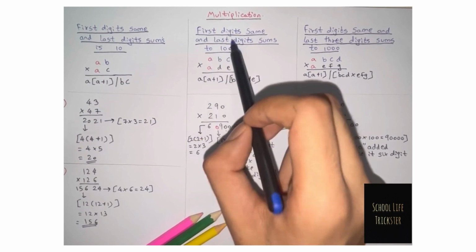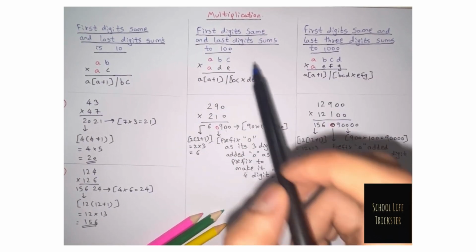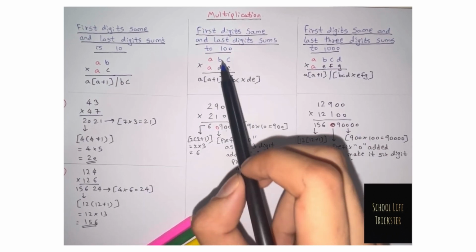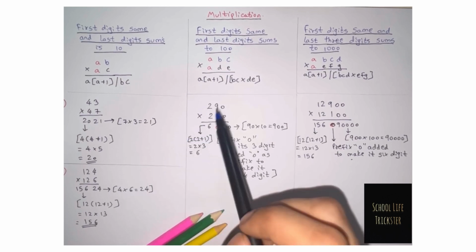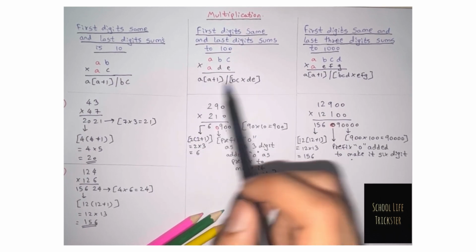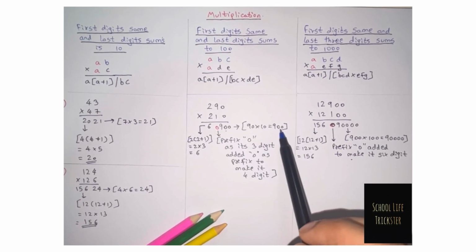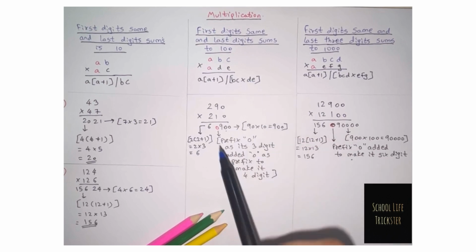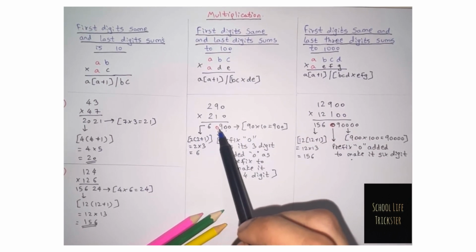Now when first digits are the same and the last digit sums are 100, there is the same formula, only the difference is B into C into D into E. Now see what is this? 290 into 210. 90 plus 10 is 100. So we can use this formula. How did this 900 come? 90 into 10 is 900, that is BC into DE. So then add a prefix before 900.